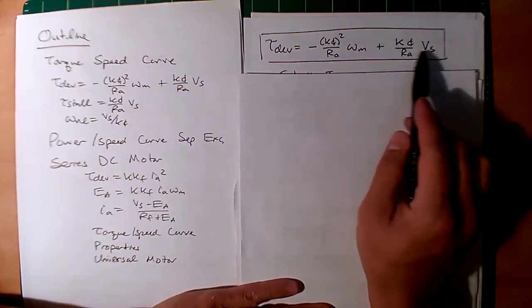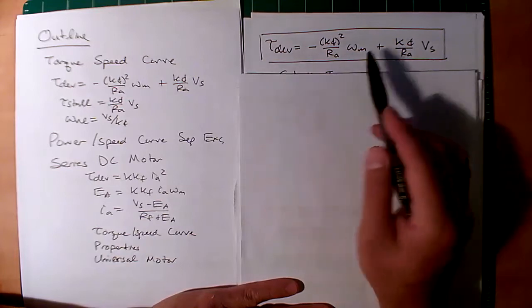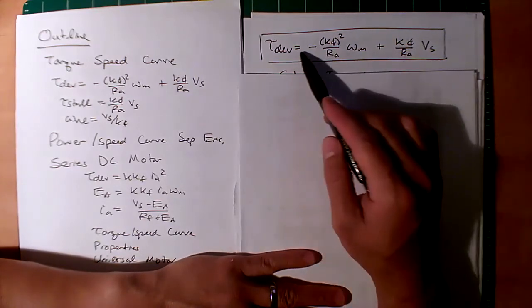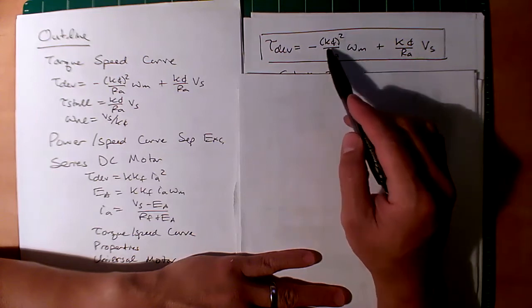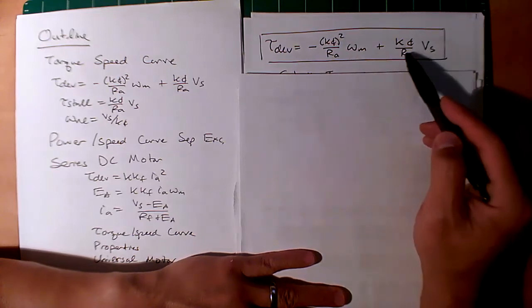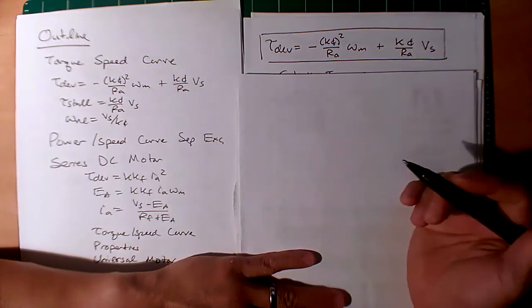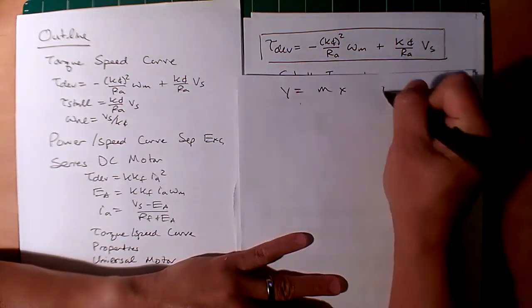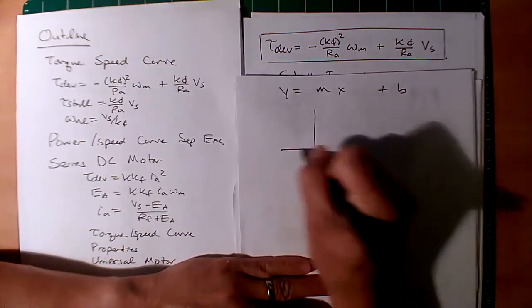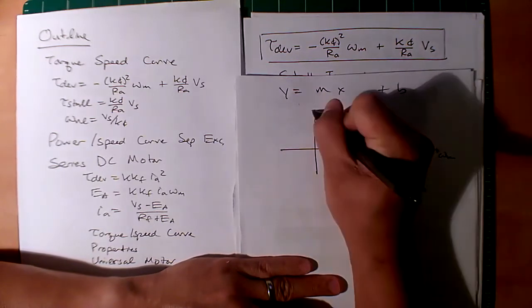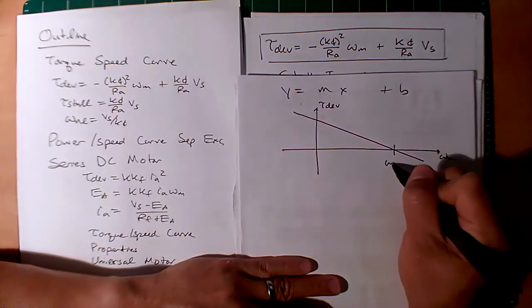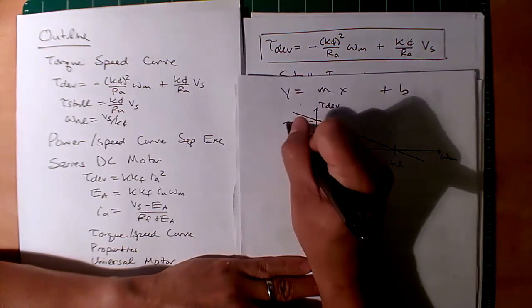All right, so let's go back to the equation we derived for a separately excited motor. We got this equation: torque developed equals negative k phi squared over Ra times omega m, plus k phi over Ra times Vs. If you forgot what this looks like, it's a y equals mx plus b scenario where you have omega m and torque developed, and you're going to have this negative slope. This is your no load speed. This is your stall torque.